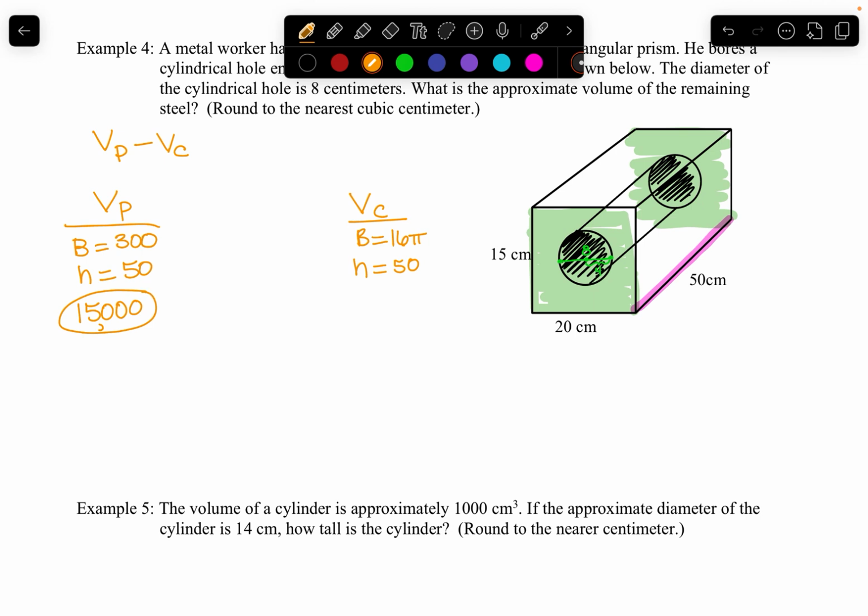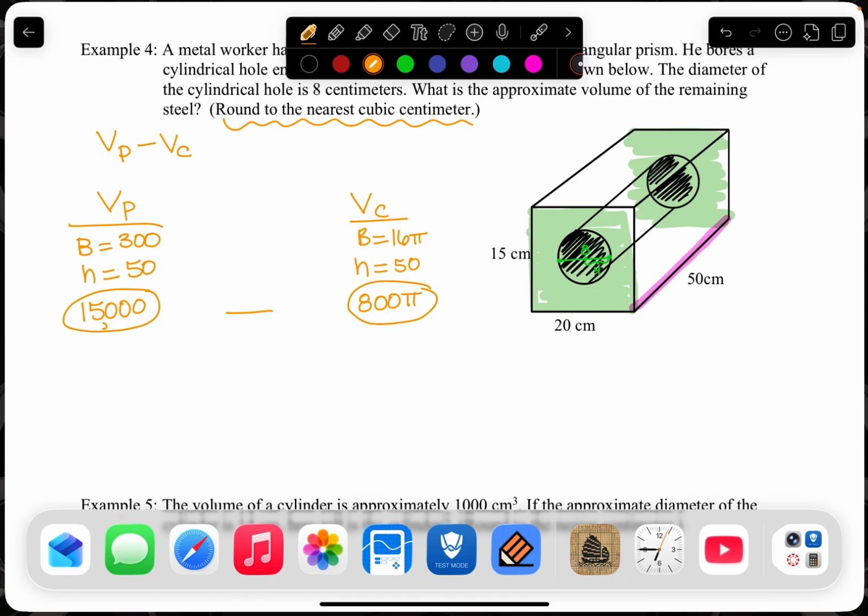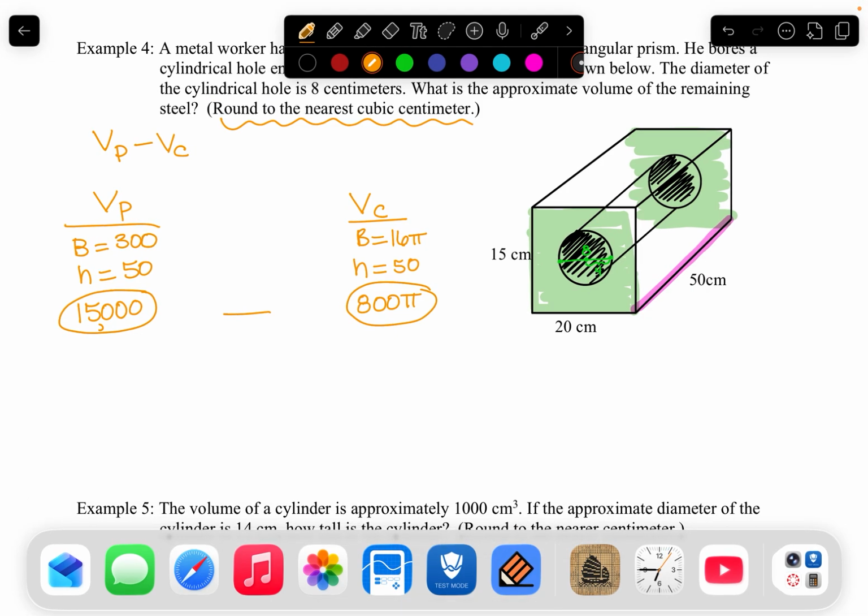And then over here, I've got to do 16 pi times 50. So 16 times 50 is 800. So this is going to be 800 pi. And then I have to subtract these things from each other. Now, when you plug this in the calculator, it does say round to the nearest cubic centimeter, which means that I actually have to put pi in my calculator. So this will be 15,000 minus 800 pi.